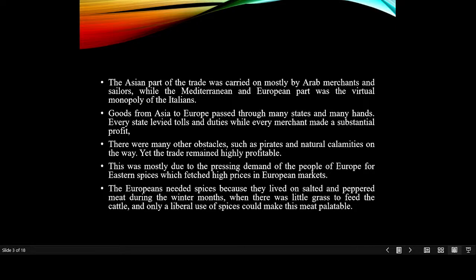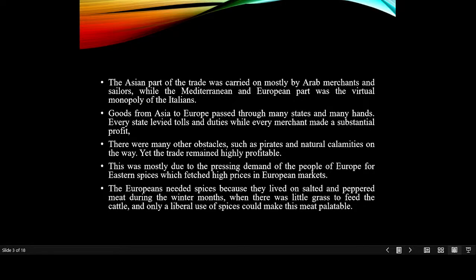So to make the meat special, they need spices like pepper and others, so that they could make it a spice. Unfortunately, during the winter times, it is very hard to cultivate them. So they are in need of spices, and that need was fulfilled by the people in India.